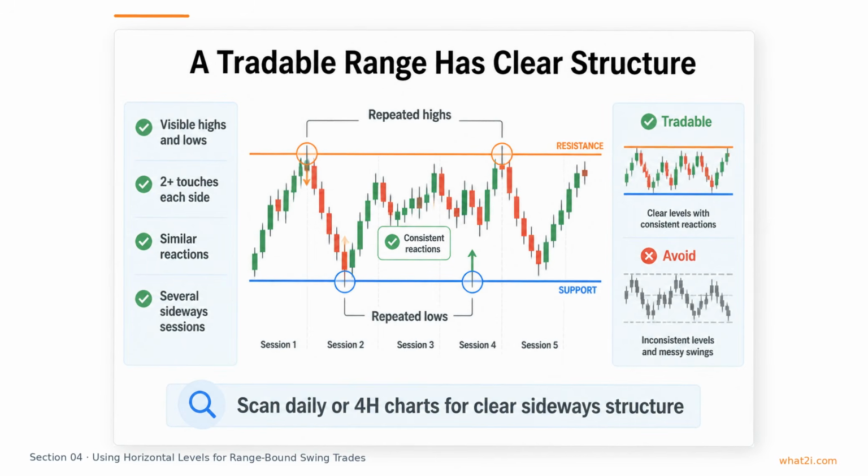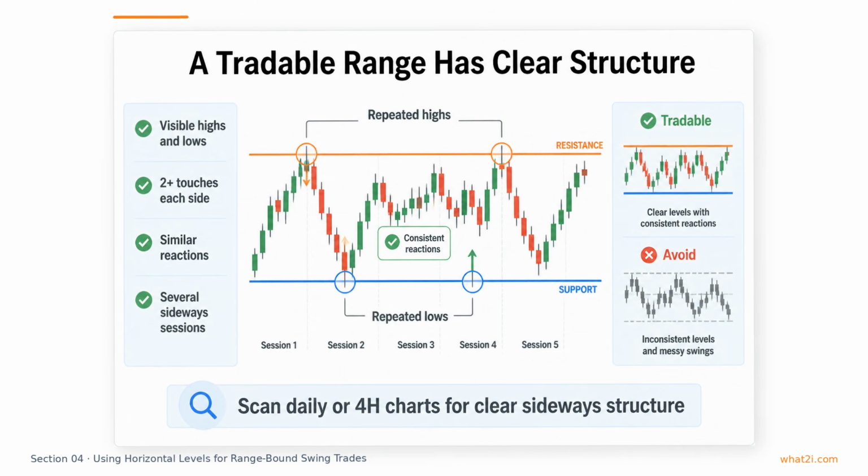A tradable range should have clear structure that is easy to recognize without forcing the idea. You want visible highs and lows, at least 2 touches near each boundary, and reactions that are reasonably consistent. It also helps if the market has spent several sessions moving sideways rather than just pausing briefly in the middle of a trend. Clean ranges are easier to plan around because both edges are more obvious. Messy overlapping action with unclear boundaries is usually better left alone.